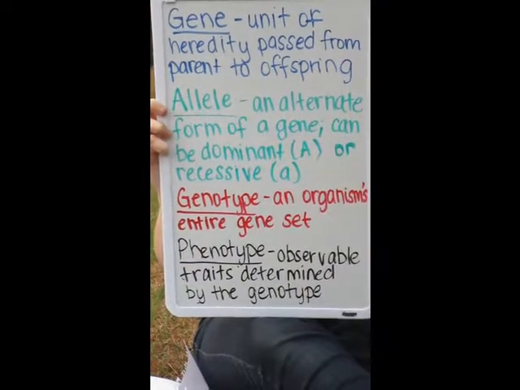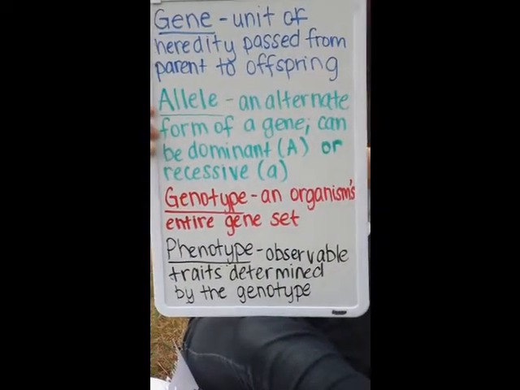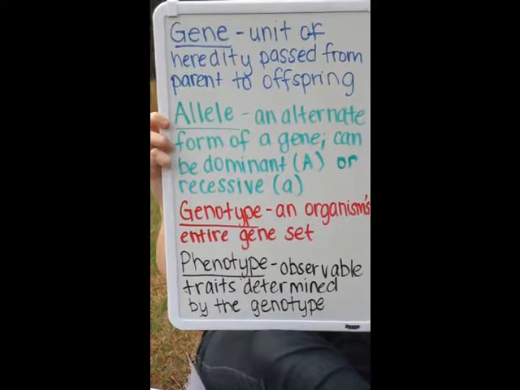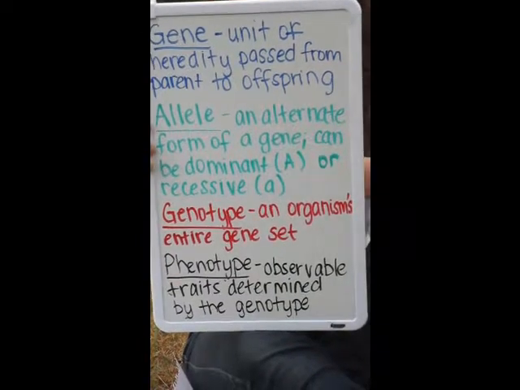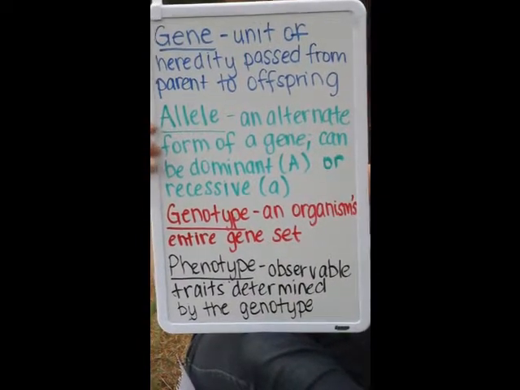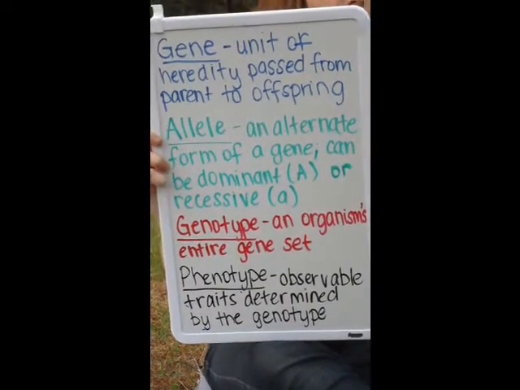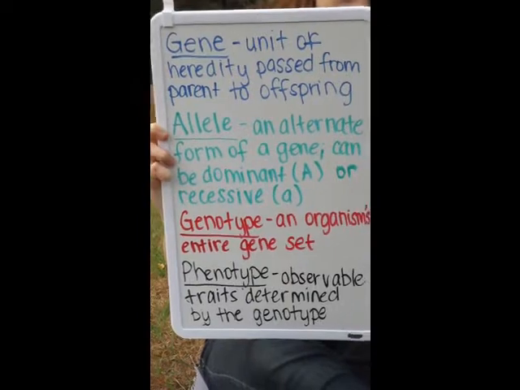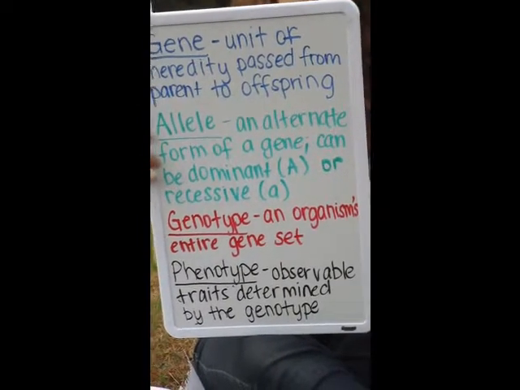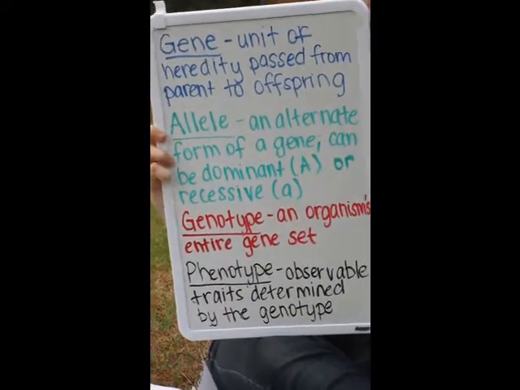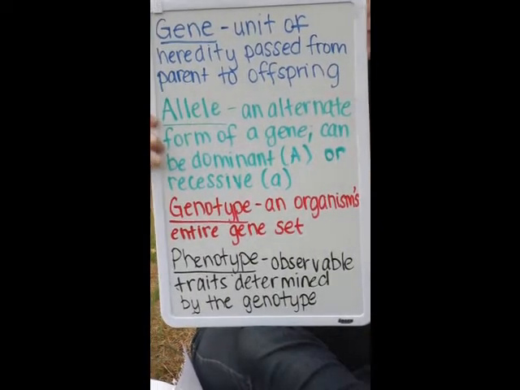Another important definition is genotype, which is the entire collection of genes that make up an organism. And phenotype is an organism's observable characteristics determined by its genotype. A couple more that aren't on the board are homozygous, in which case the individual has two of the same allele, whether it's two of the big A or two of the little a.